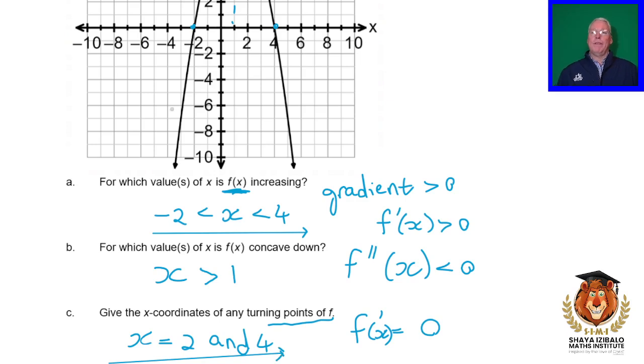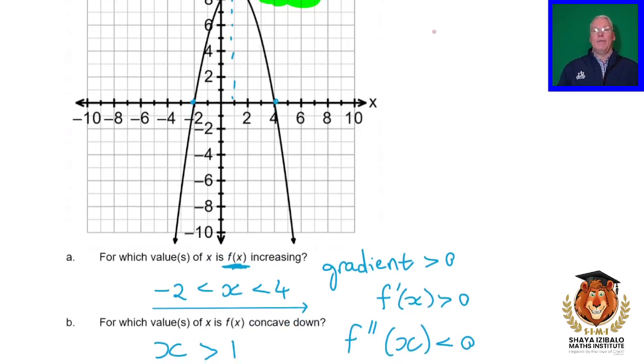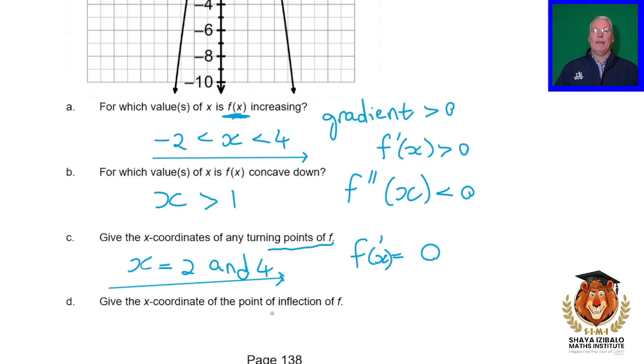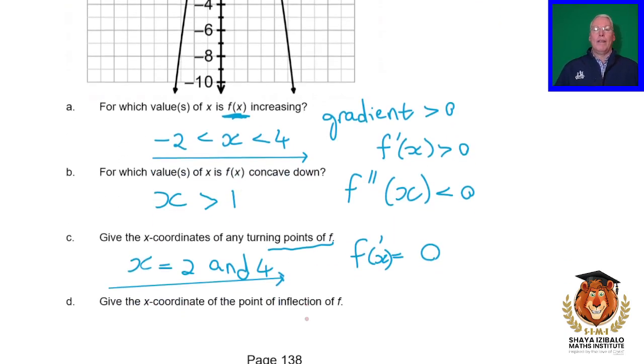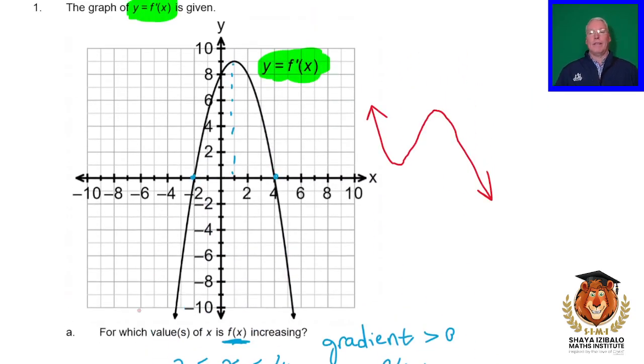Remember that if this is the derivative, then the original function must be a cubic function. And in fact, this cubic function is concave up first, and then concave down. It looks something like that, the original function. Then it says give the x coordinate of the point of inflection of f. Now the point of inflection is where the second derivative is 0. It's where the gradient of the gradient is 0. So this graph that we've got here is the gradient graph. Where does it itself have a gradient of 0? That's right, when x equals 1.